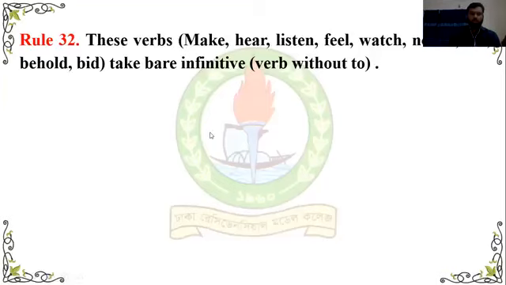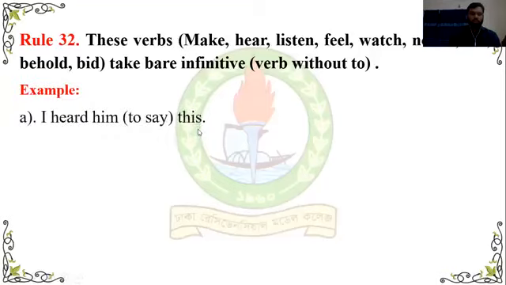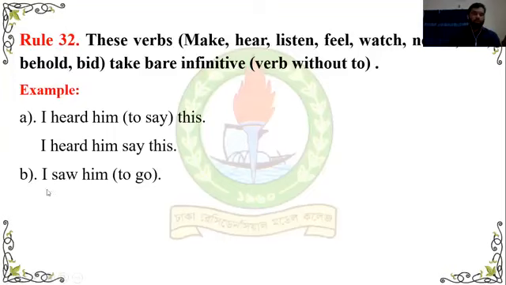Okay, so let's see an example. I heard him say this. Here the verb is heard, so we have to use the bare infinitive. We have to use only say; to will be omitted. So, I heard him say this. Let's see another example. I saw him go. Sorry, I saw him to go. So we have to write, I saw him go.